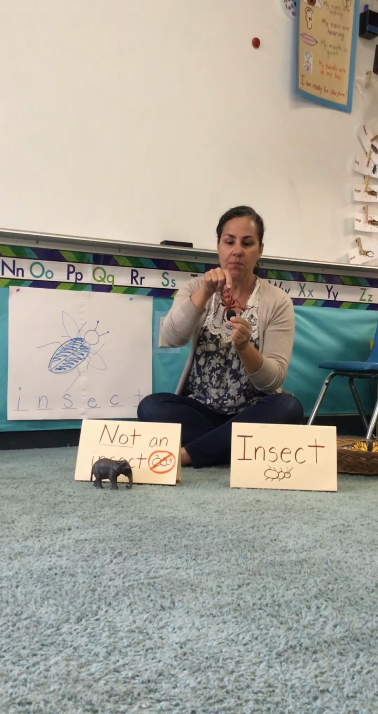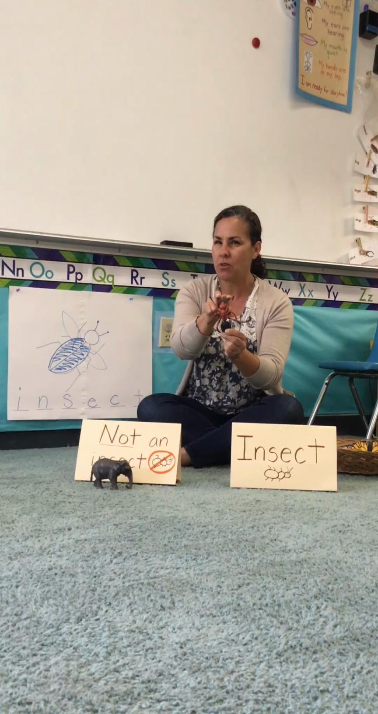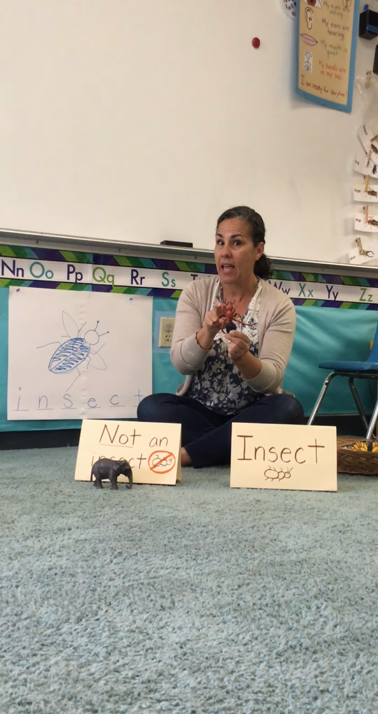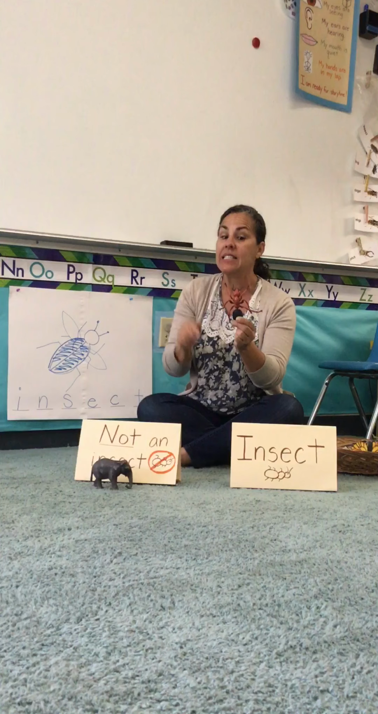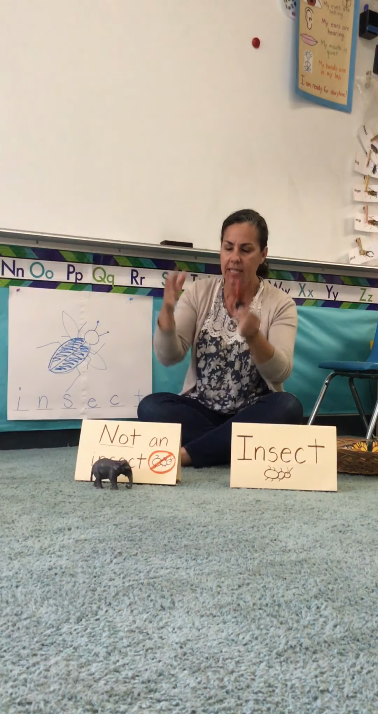And what are these things up here on his head to help him find out about the world? Do you remember what those are called? They start with antenna. Say that one with me. Antenna. 3 body parts, 6 legs, 2 antenna.